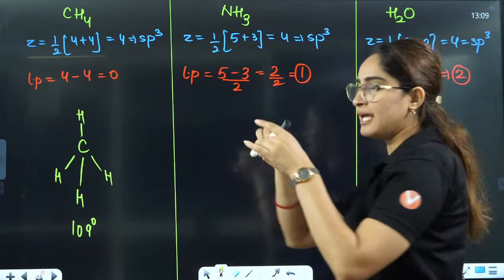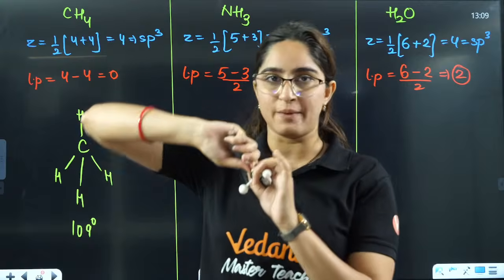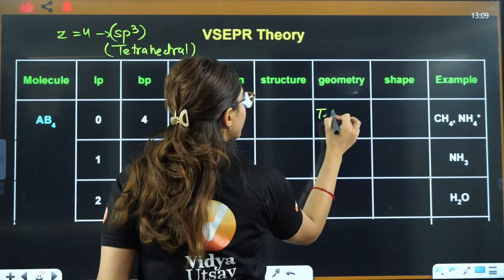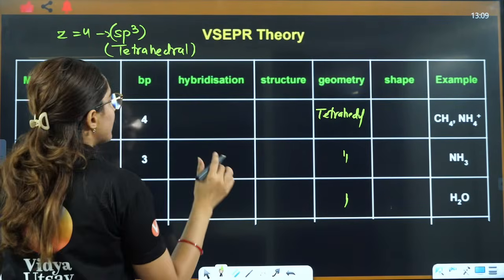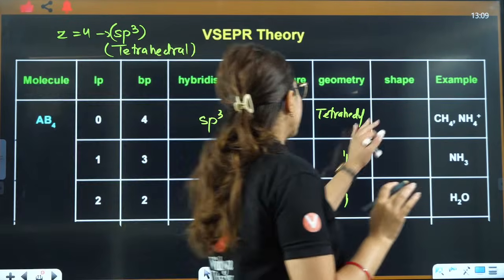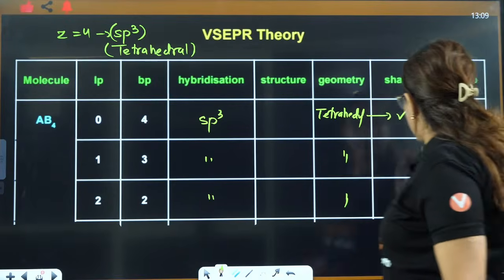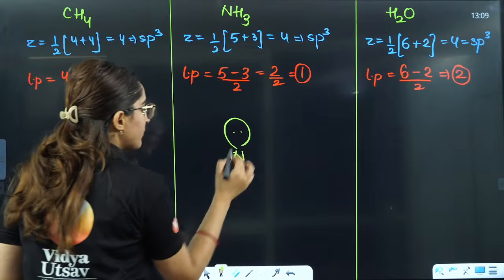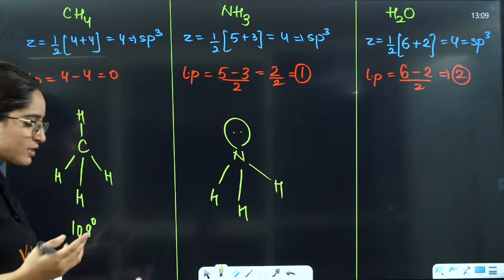Now here I am saying 1 will be the lone pair. All of them will have tetrahedral geometry only. Geometry will remain the same, hybridization will also remain the same. The difference will be in the shape. CH4 is tetrahedral only, but NH3 has 1 lone pair and the other 3 are bond pairs.